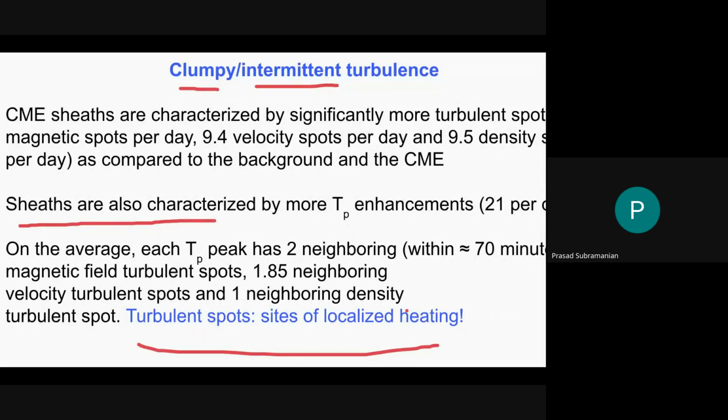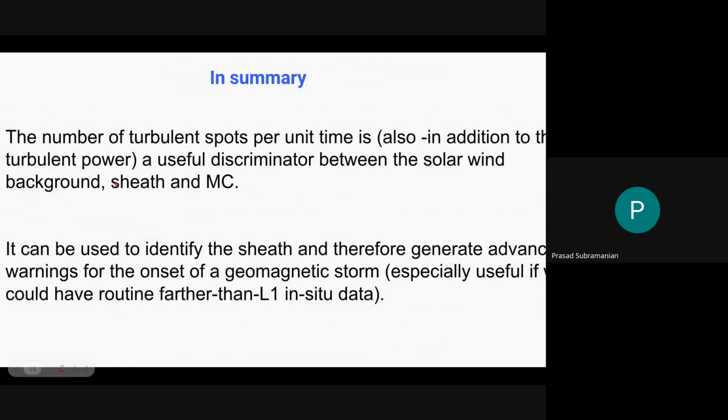Practical space weather forecasting-wise, these are the most interesting results: that sheets are characterized by more turbulent spots. That's it. The number of turbulent spots per unit time, in addition to the overall turbulent power that we talked about earlier, is a useful discriminator between the solar wind background, sheet, and magnetic cloud. And why is this important?